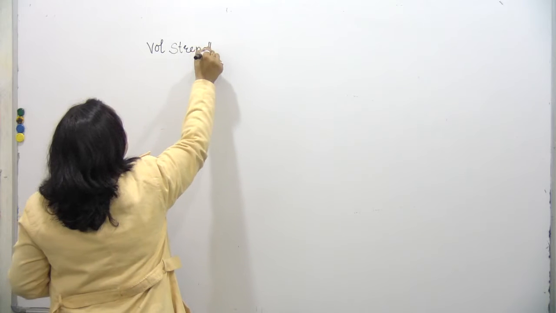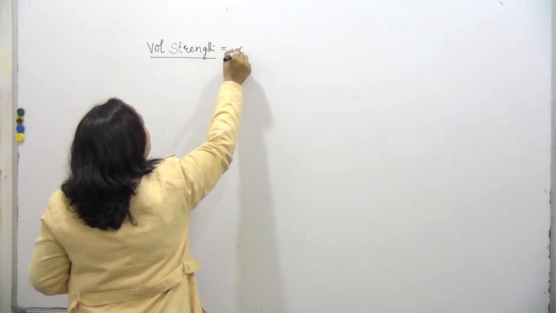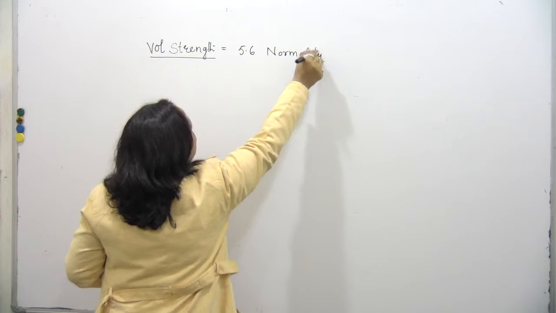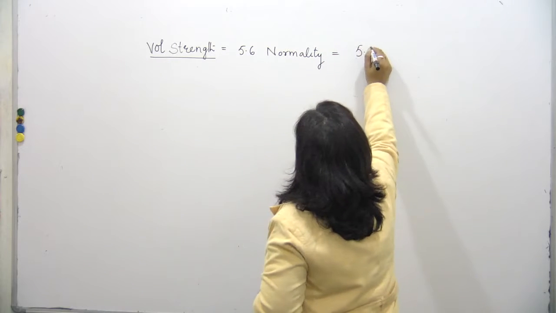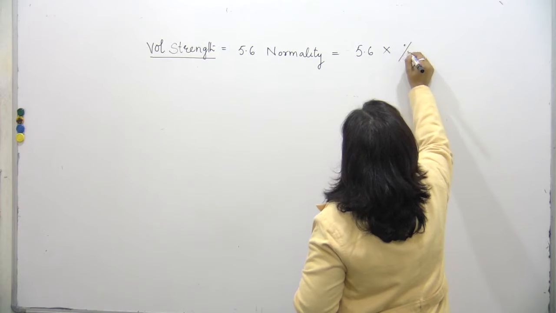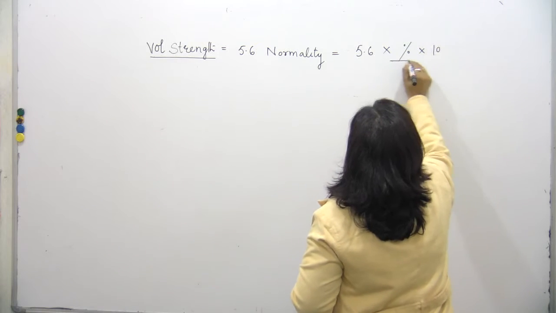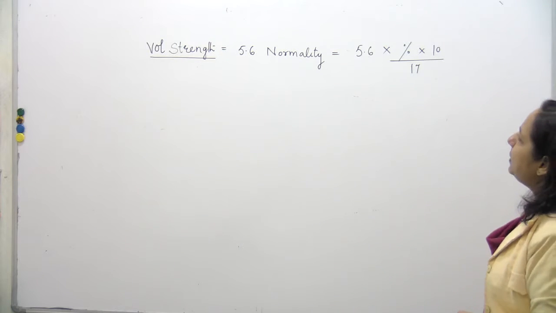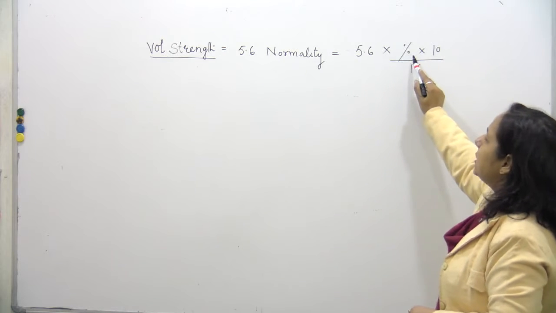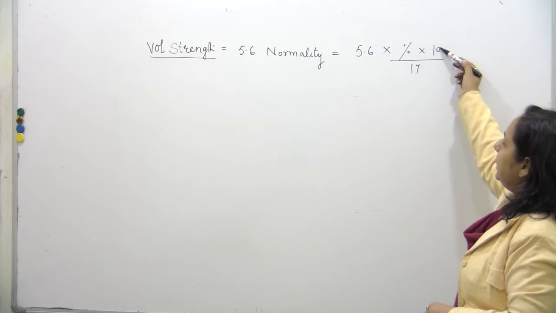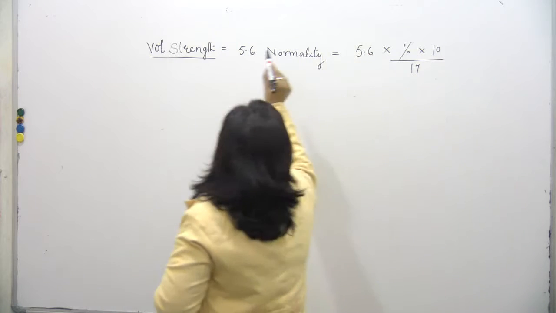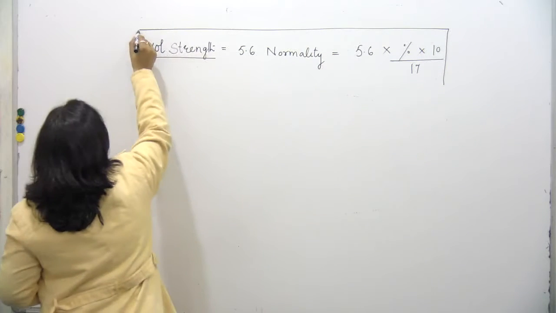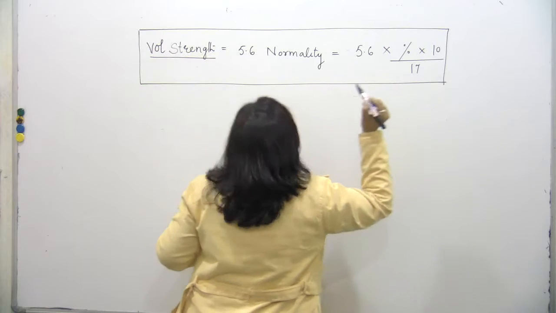Strength. It is equal to 5.6 times normality. And as we know, the formula of normality is percentage strength into 10 upon 70. That means normality can be written as mass by volume percentage into 10 by equivalent mass. Now this single formula we have written, and by this formula we can calculate percentage, normality or volume strength.